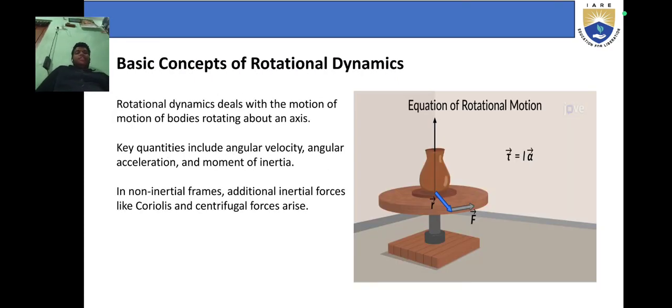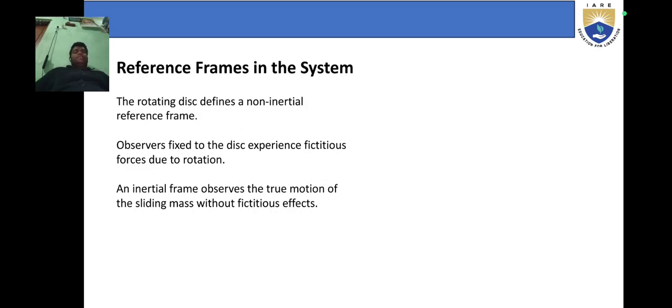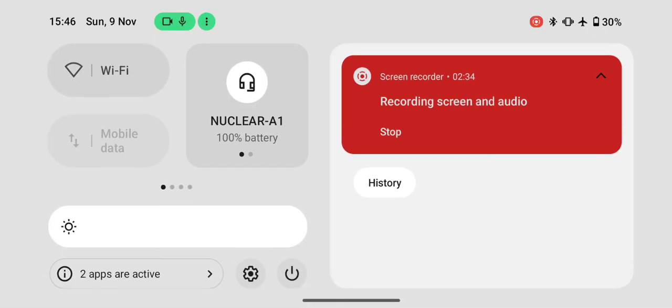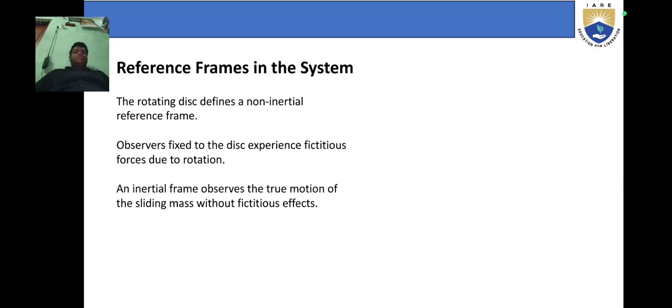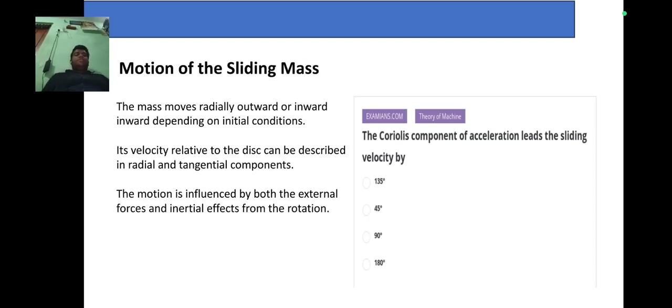Basic concepts of rotational dynamics. Rotational dynamics deals with the motion of bodies rotating about an axis. Key quantities include angular velocity, angular acceleration, and moment of inertia. In non-inertial frames, additional inertial forces like Coriolis and centrifugal forces arise. Reference frames in the system. The rotating disk defines a non-inertial reference frame due to rotation. An inertial frame observes the true motion of sliding masses without fictitious effects.